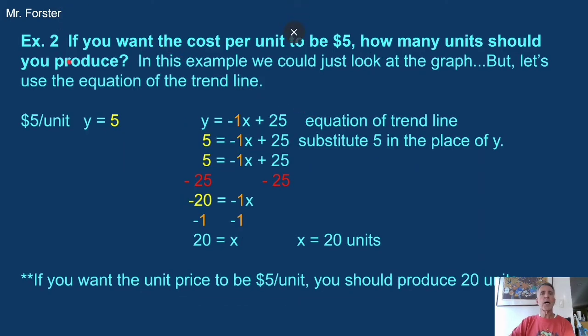Let's do another example. What if I give you y, and I want to know how many units you produced? So if you want the cost per unit to be $5, how many units should you produce? And again, we've got this equation of the trend line from the graph, and now it's just algebra that we've learned before. We substitute 5 for y and subtract 25, and we get -20 equals -x, and divide by -1, and you get 20 units. So at 20 units, it's $5 per unit. And so that is using the trend line.